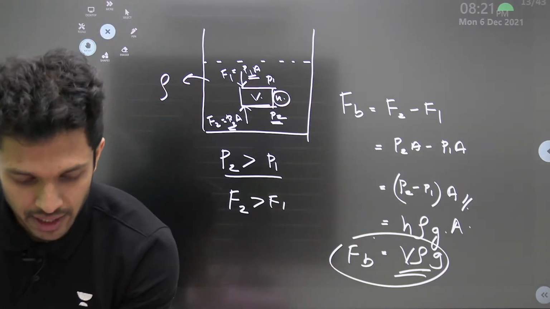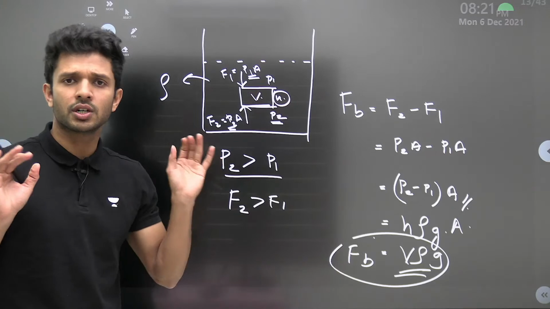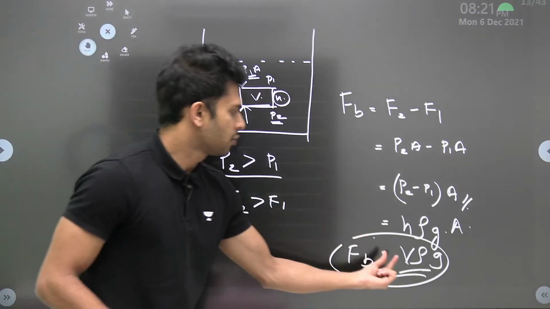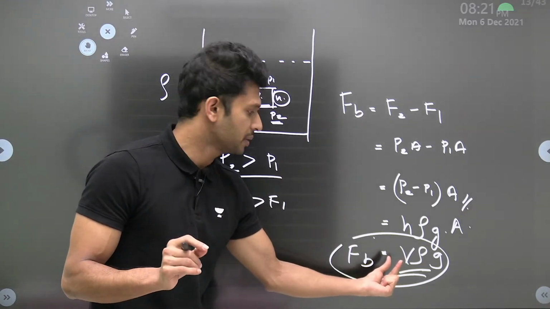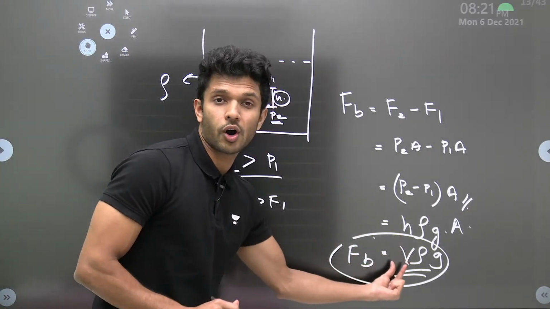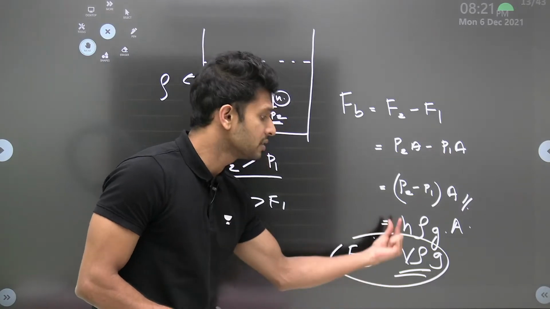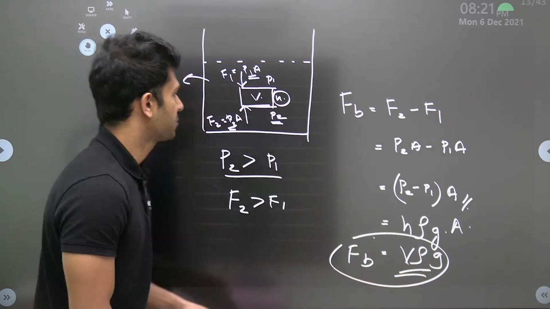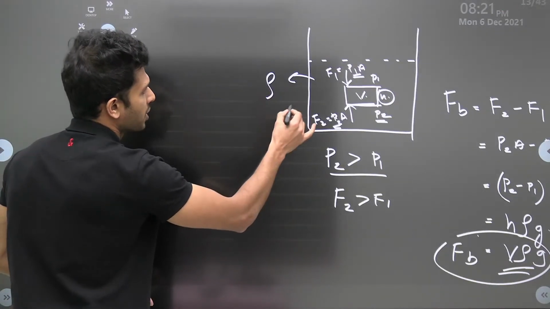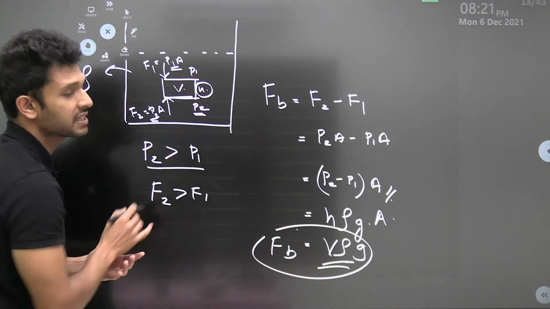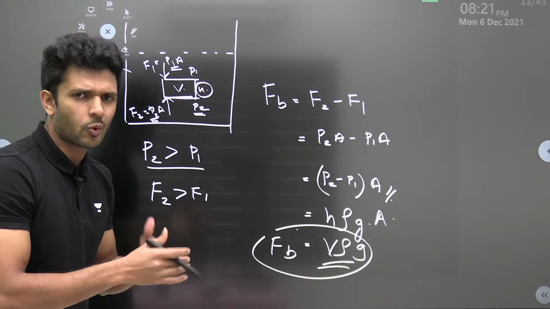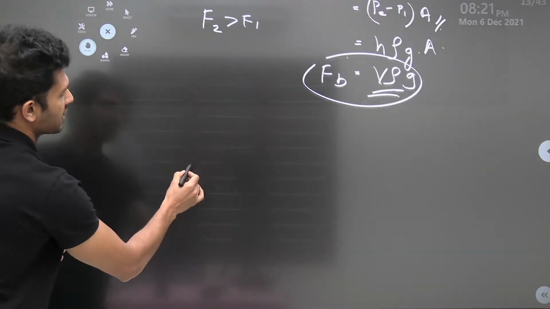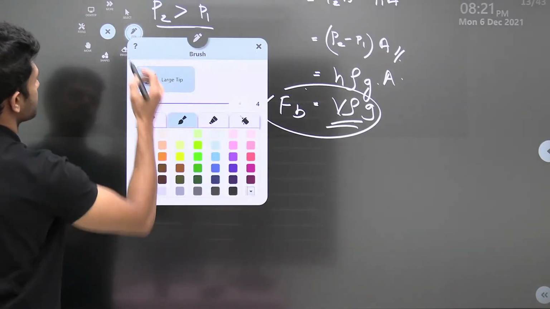Okay. Now, the buoyant force topic is over. The formula is V rho g. One more thing I want you to note down from here. Buoyant force is equal to the volume of the body that is immersed inside the liquid into the density of the liquid into g. Once again, V is the volume of the body that is immersed inside the liquid. Why am I stressing that particular point? I'll help you understand.